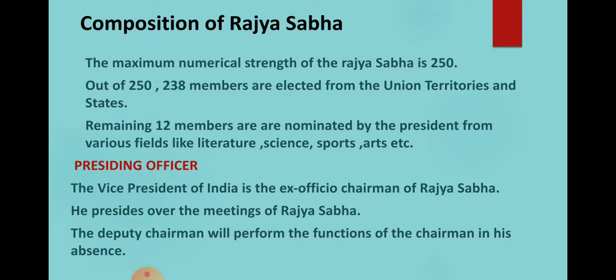Along with this presiding officer, from among the members of Rajya Sabha, a deputy chairperson will be elected. This deputy chairperson or deputy chairman will perform the functions of the chairman in his absence. So this is the point you have to remember regarding the presiding officer of Rajya Sabha. The presiding officer of Rajya Sabha is the Vice President. In the absence of the Vice President, a deputy chairperson will be there. He will perform the functions of the Vice President of India.